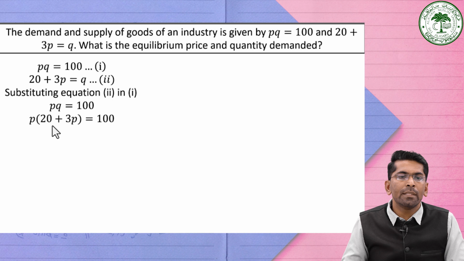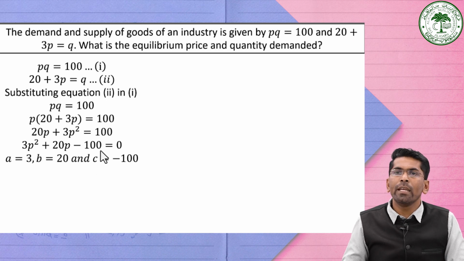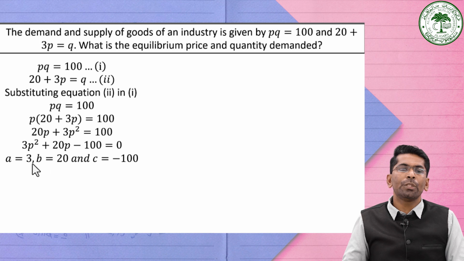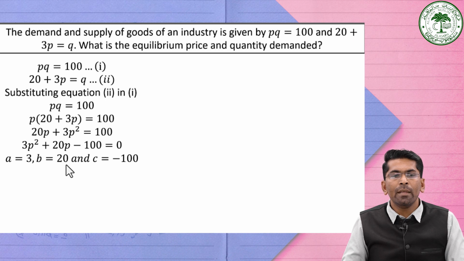If you open this bracket, then P into 20 is 20P, plus 3P square, which is equal to 100. Rearranging by subtracting 100 from both sides, it will become 3P square plus 20P minus 100 equal to 0. So this is the quadratic equation, where the coefficient A is equal to 3, B is equal to 20, C is equal to minus 100. Now we can use the quadratic formula for solving this equation.